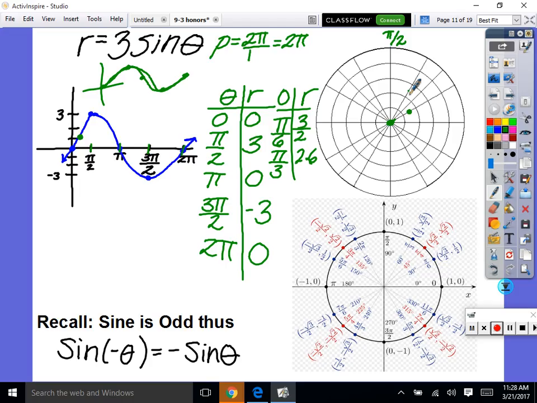Does that make sense? So do you see how it's connecting like this, Sarah? And then finally up at pi halves, we reach up to 3. So we're really just plotting points. I just skipped the in-between ones. Yeah, you follow the curve, creating that petal.